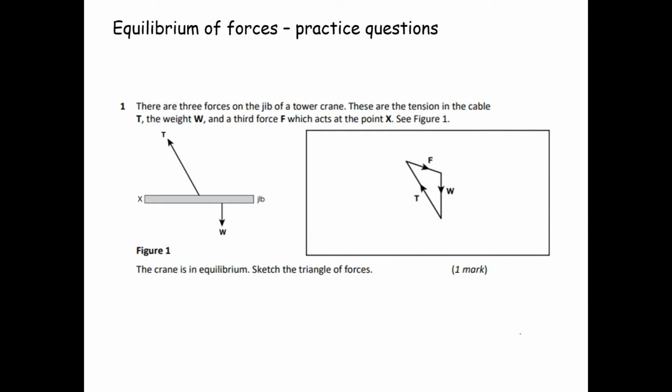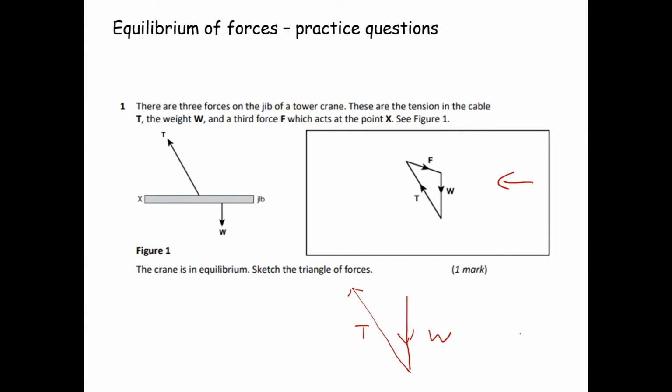And so the triangle of forces should look like this one here. And why is it like that? We know the forces that we're given. We're given the weight, which acts directly downwards. We're given the tension, which acts in that kind of direction. And what we can do with vectors is slide them around, so long as we maintain the length of the arrow and the direction of the arrow.